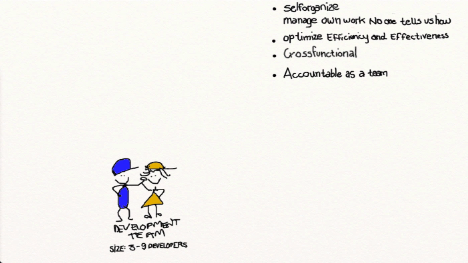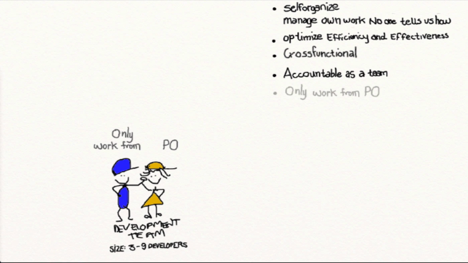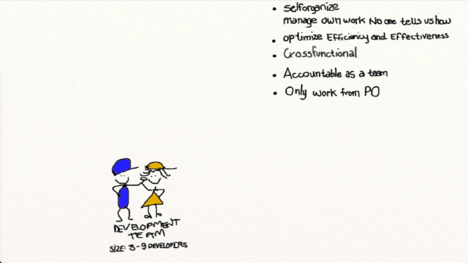As the product owner is the one responsible for the requirements, it's obvious that the development team only solves work coming from the product owner. Obvious in theory at least. But as many teams historically have been given work from a lot of different people in the organization, changing this pattern of saying yes to work not coming from the product owner can be hard, but it's a must to get Scrum to work.